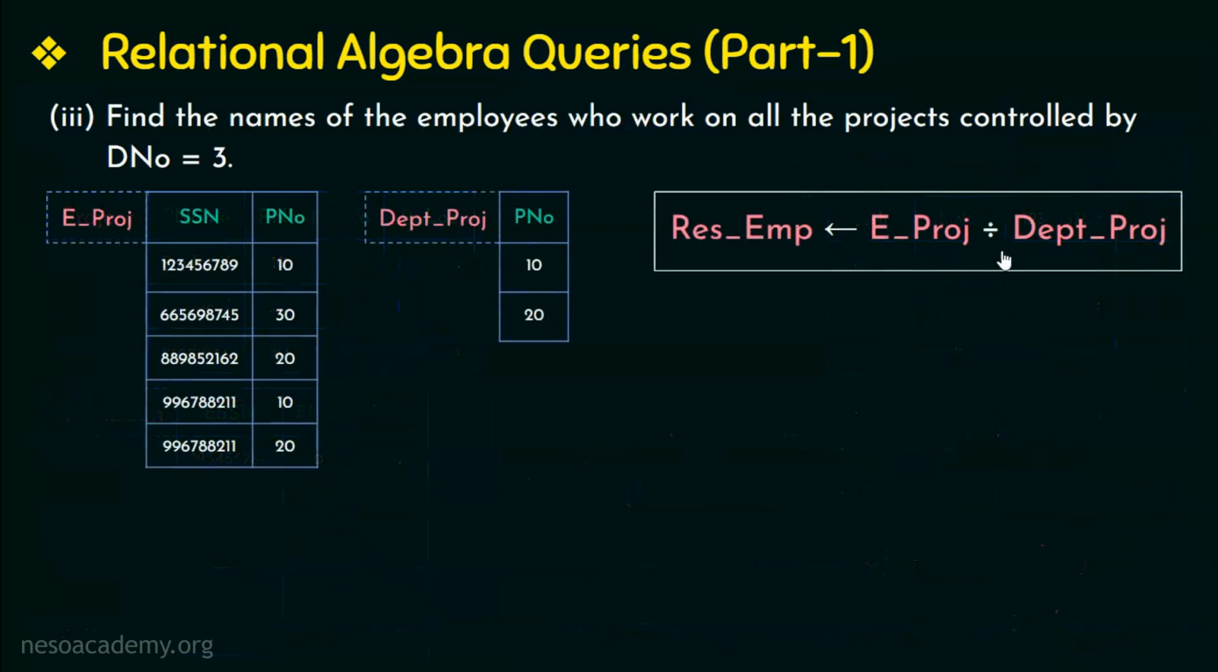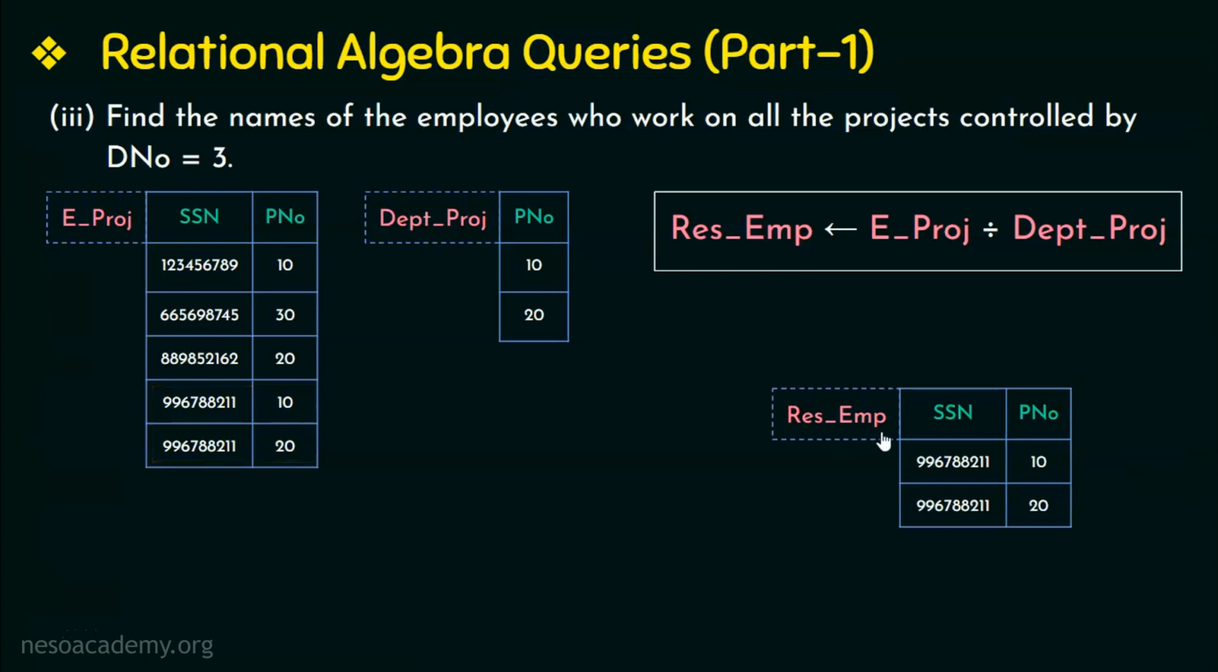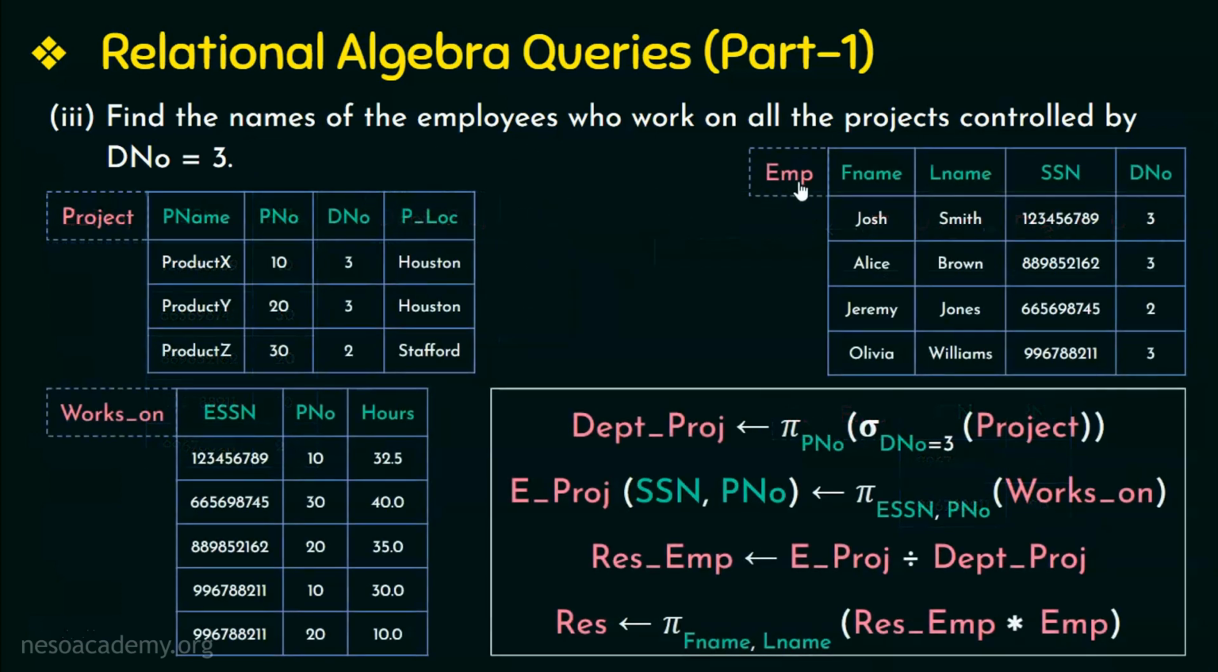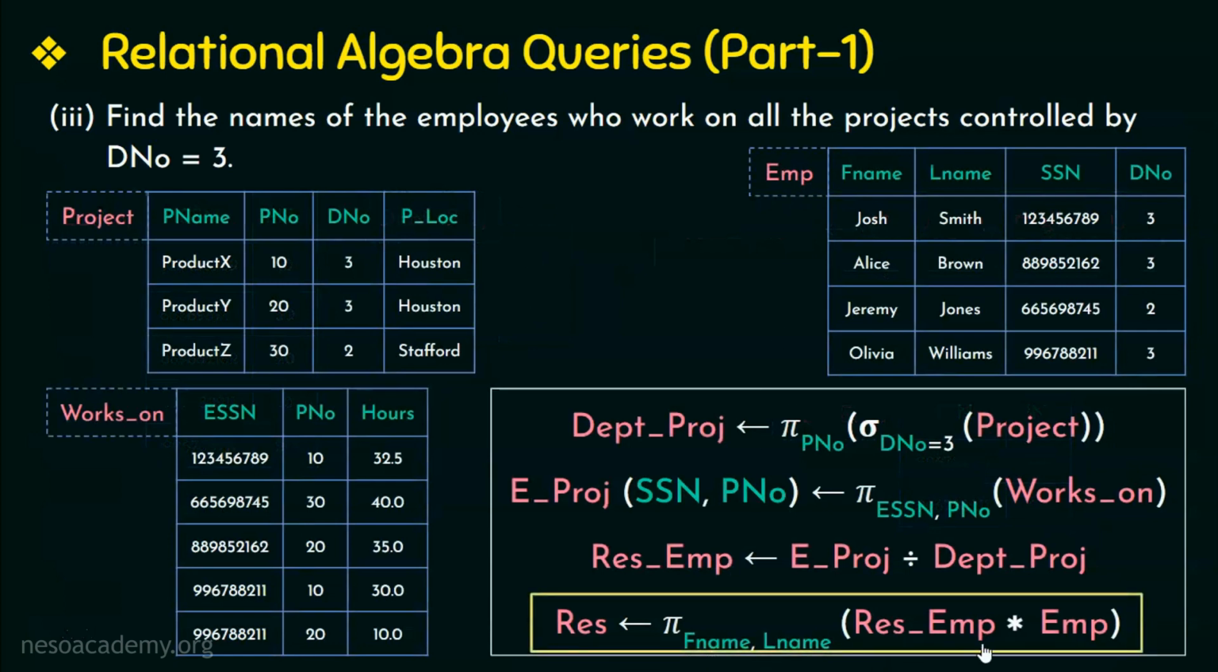We have already learned how division operation works in the lecture on binary relational algebra operations. From this relation, we see that there is only one employee who works on both these projects. Hence, that result will be stored in this relation. Now that we have got the SSN of the employee working on all the projects that are controlled by department number 3, next we need to get the name of the employee. So how do we do it? By joining this relation with the EMP relation, which is the fourth step in the query.